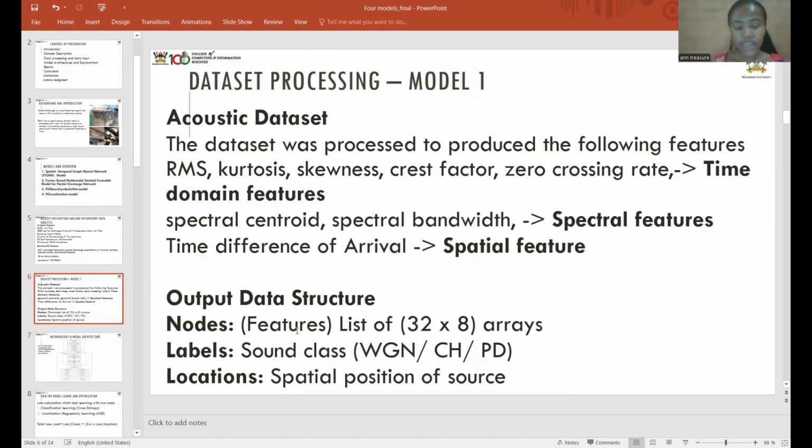So the input data structure. The nodes are created whereby each of the 32 microphone channels are treated as nodes. And each of these nodes has the 8 features that I have described above. The labels are the white Gaussian noise, the chirps, and the partial discharge. And we also have the locations which show the spatial locations of the source.